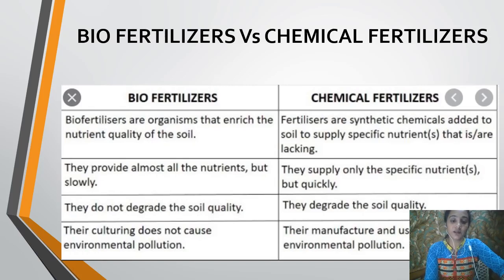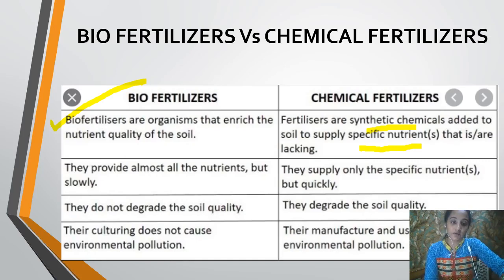The biofertilizers are the organisms that can enrich the nutrient quality of the soil. Now the chemical fertilizers, they are synthetic chemicals. You have to mention this point. They are synthetic chemicals that can supply the specific nutrient that is lacking in the soil. It's not that they enrich the soil, but only that specific nutrient that is lacking, which we can provide by applying chemical fertilizers.